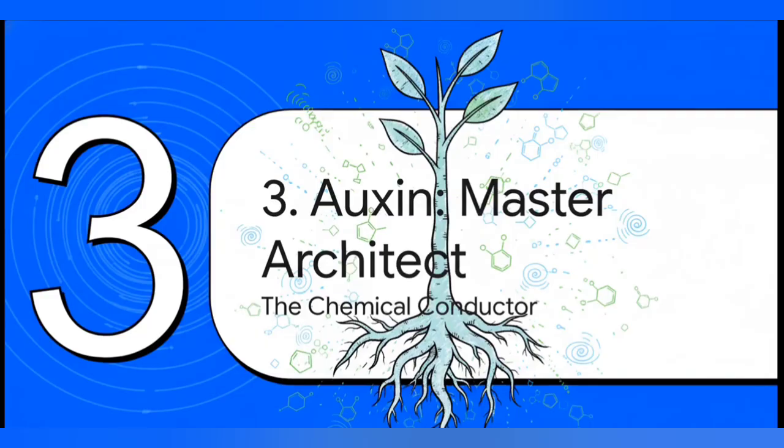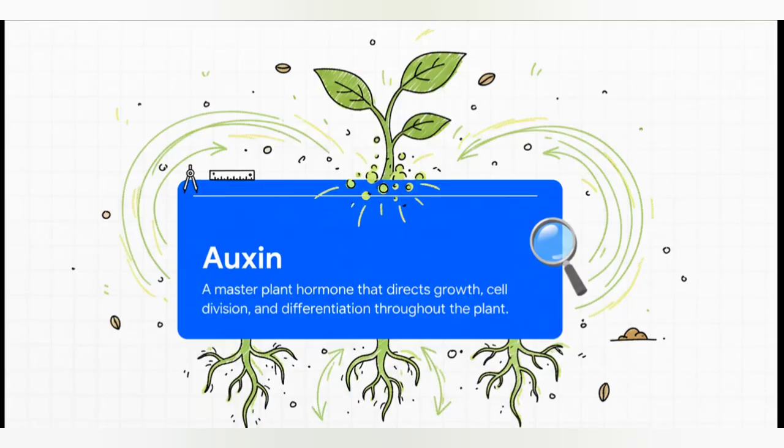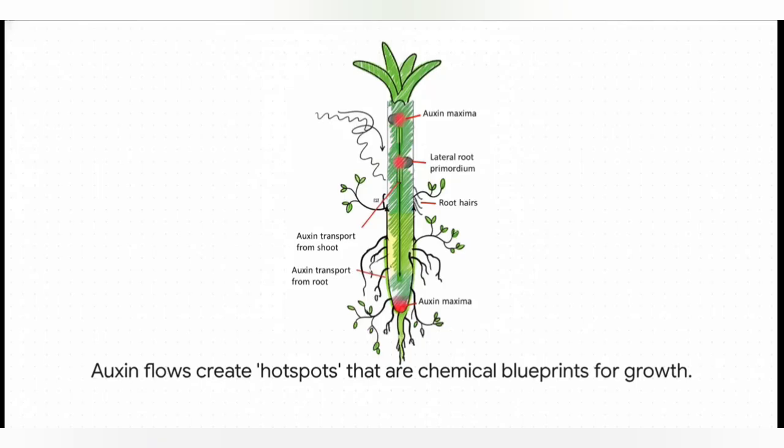So we've got the zones, we've got the process, but what's coordinating all of this? Who's the conductor of this whole underground orchestra? Well, the answer is a single, incredibly powerful chemical. Meet auxin. This is one of the most important hormones in a plant's entire life. You can think of it as the master architect, the one sending out instructions for pretty much everything, especially where, when, and how the root should grow. So here's how it works. Auxin flows down from the shoot, and it's also made right there in the root tip.